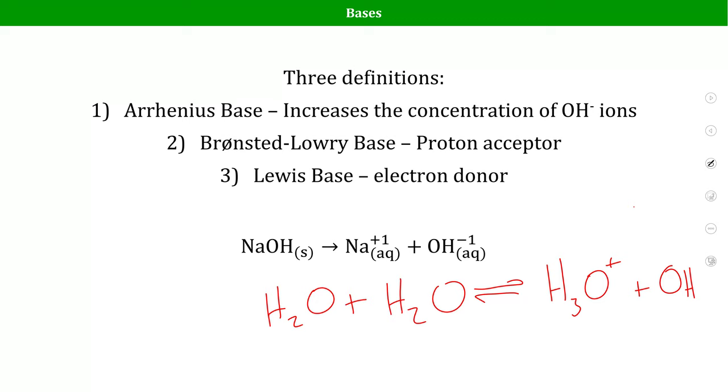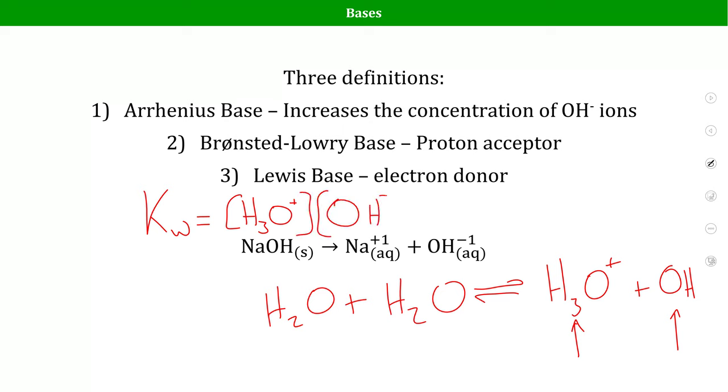So an Arrhenius acid increases this concentration, and an Arrhenius base increases this concentration, but because they are inversely proportional, when you increase the H3O+ concentration, by definition, you decrease hydroxide concentration. Our equilibrium expression for this process is the concentration of H3O+ times the concentration of hydroxide equals a constant. So the base increases this, which by definition decreases this. The acid increases your hydronium, which by definition decreases hydroxide.